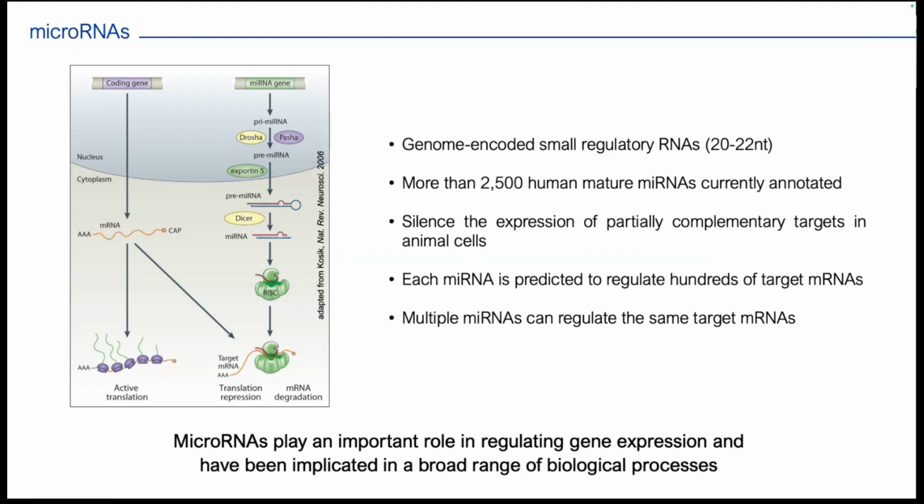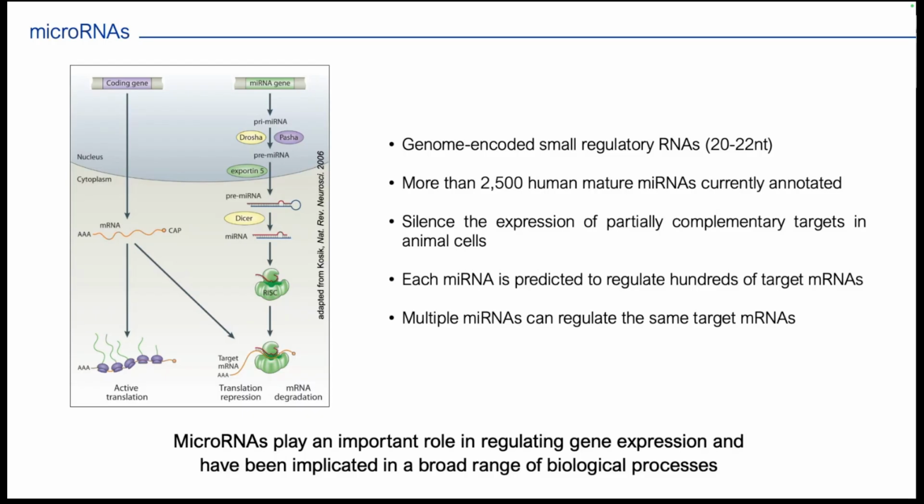Okay, so because the recognition sequence is smaller, the likelihood of finding the same sequence throughout the genome is higher, and that's why microRNAs are more promiscuous, if you want, in the sense that they naturally have more targets. And what also is interesting is that the other is also true. Each transcript can be regulated by multiple microRNAs.